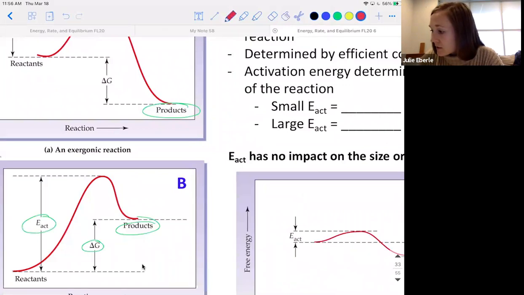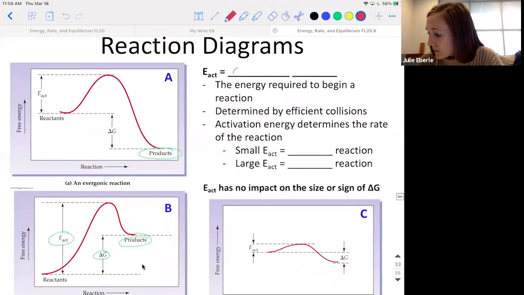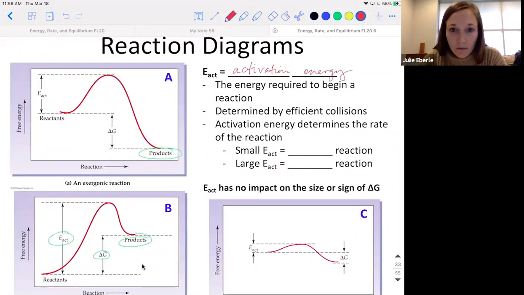So the activation energy, and we're going to fill in some blanks here. It's required to begin a reaction. The efficiency of the collisions determines if you're going to clear that or not. And overall, the size of the activation energy, you can see from A, B, and C here, we got different sizes of activation energy. That determines how fast the reaction is, okay? If you have a very small activation energy, that's going to be a fast or a quicker reaction. If you have a large activation energy, that tends to be a slower reaction.